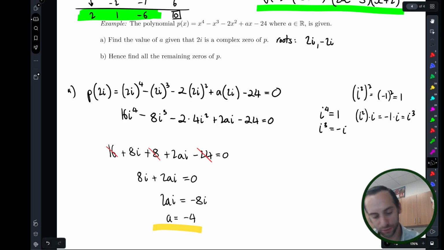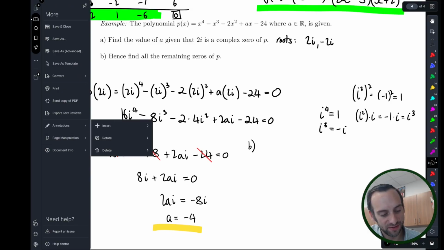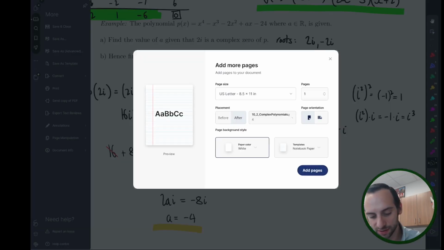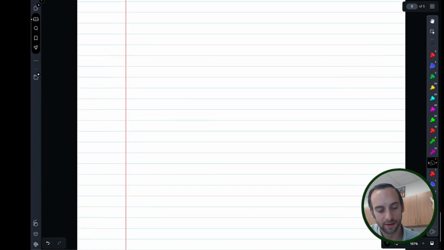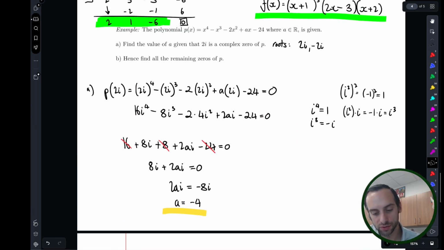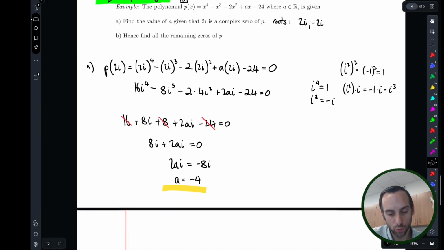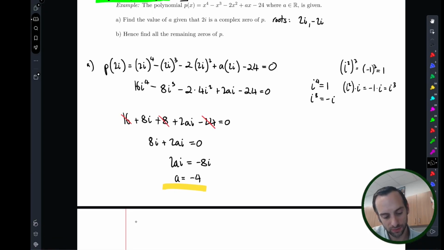Part B asks us for the remaining zeros. Okay? So we know we need 4 zeros. This is where we maybe wish we'd done the synthetic division here, but we can still go ahead and do that once we add a page here. Okay? So we have 2 zeros found. We know that 2 of the zeros are 2i and negative 2i. So we have the full polynomial. We can run our synthetic division with the 2i.